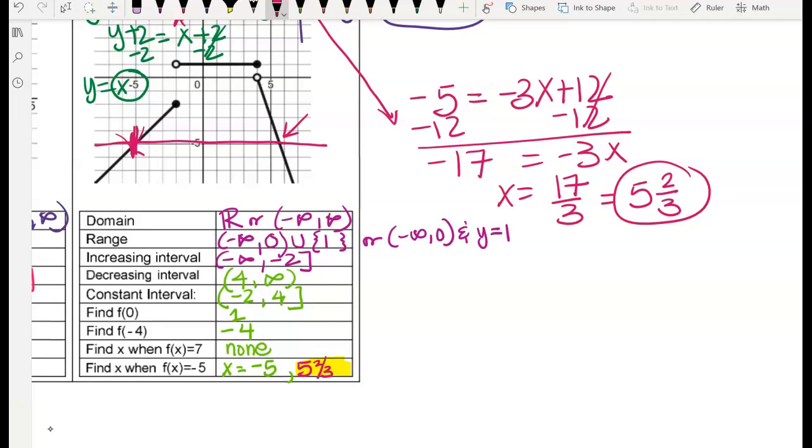And now, because it's a denominator of 3 there, please do not give me 5.67 because that's not accurate. You have to give it to me either 17 over 3 or 5 and 2/3.